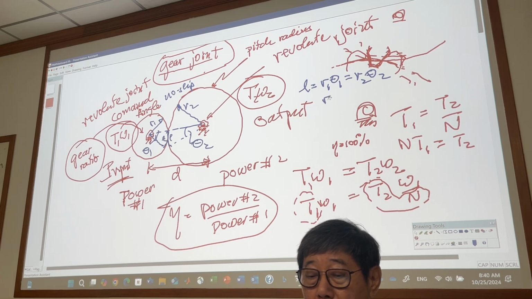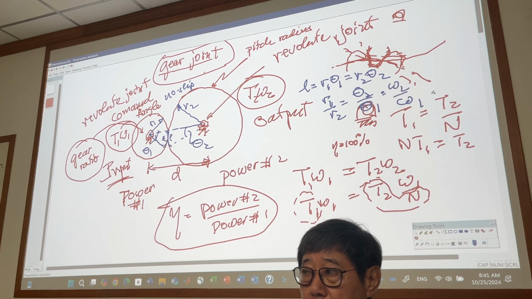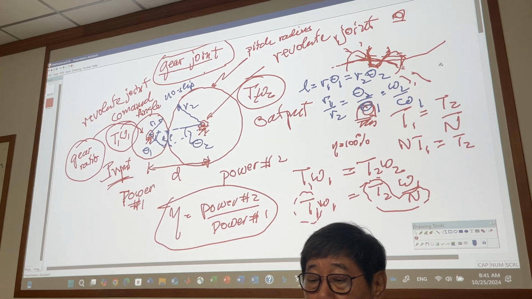And R1 divided by R2 equals theta 2 divided by theta 1. If we take the derivative, omega 2, omega 1, right? You see this one. Okay, we normally assume this is equal to 1 over n.